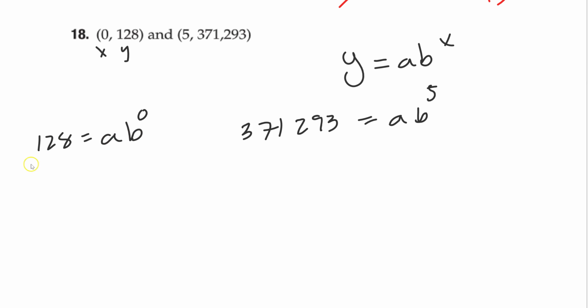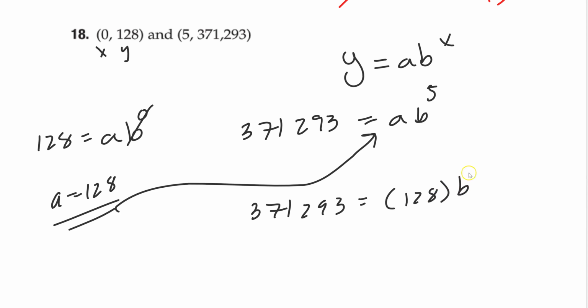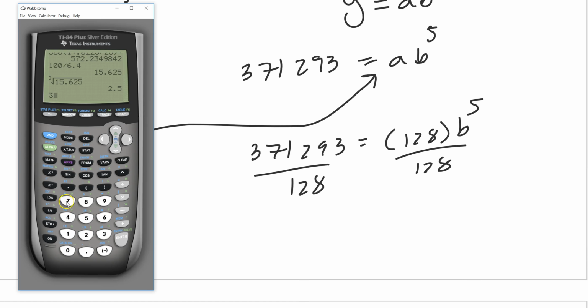Anyway, we're going to solve for one of them. This is the easiest one because b to the 0 is 1, so it goes away. So I just have a equals 128. Easy. I plug into this a, substitution method. Then I'm going to divide by 128. So now I have 371,293 divided by 128, which is that huge number.